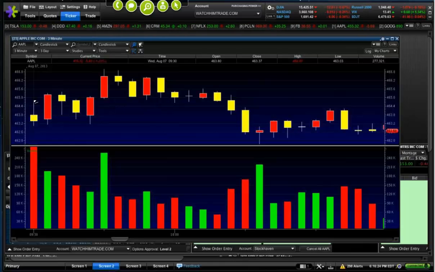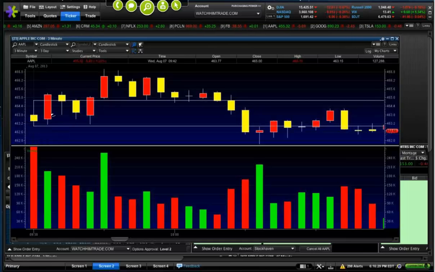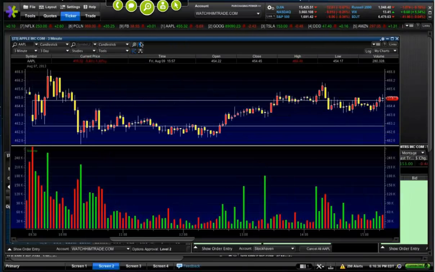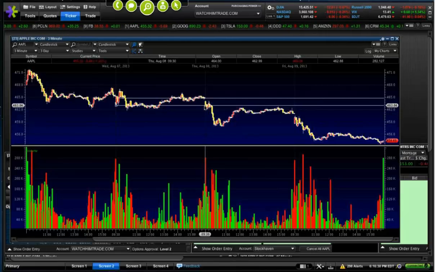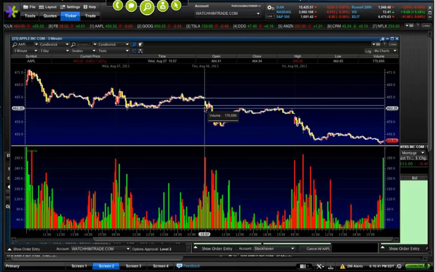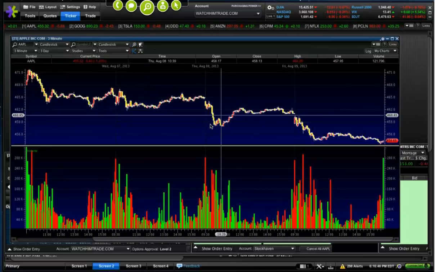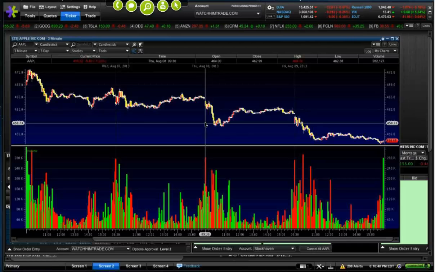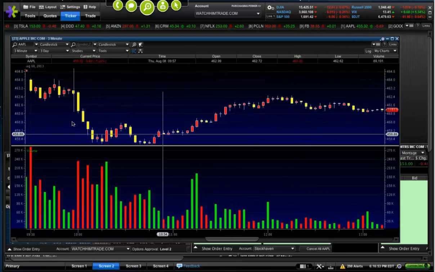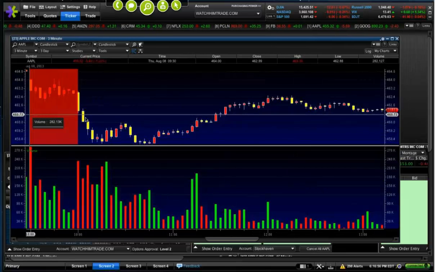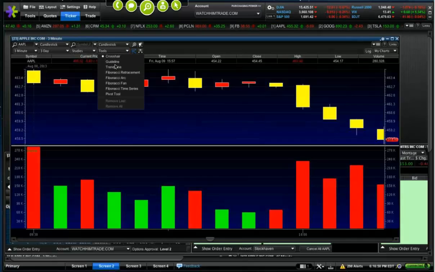All right, so here we go. Apple on, oh, I'm looking at the wrong day. Need to be looking at Thursday. No wonder that didn't look right. Okay. So Thursday, August 8th, pretty clear-cut setup here. Check this out.